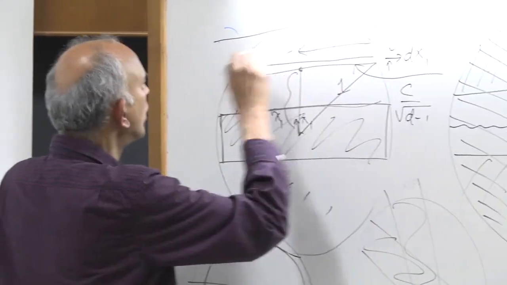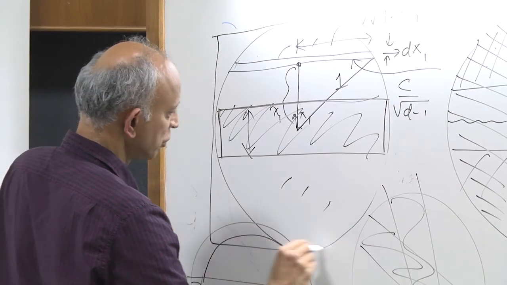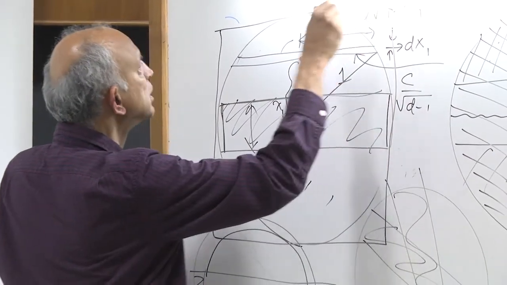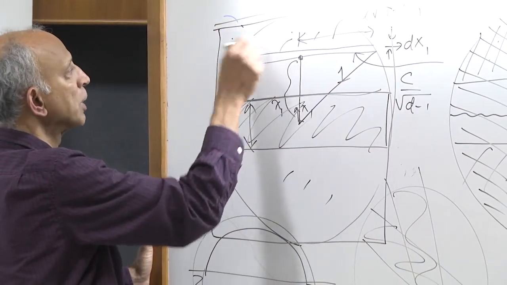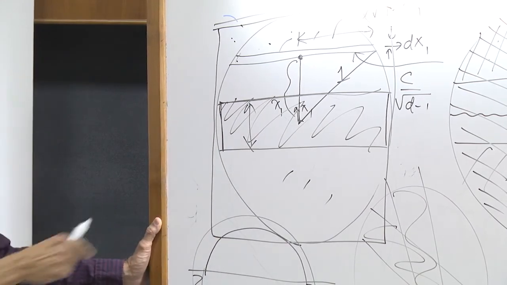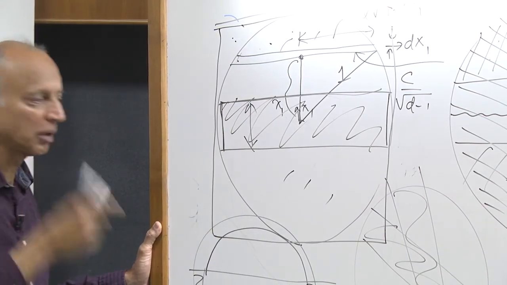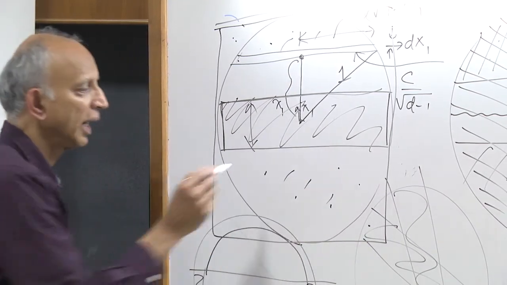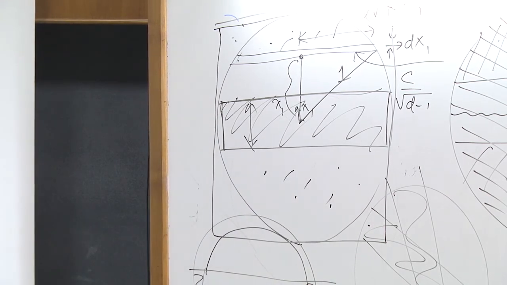So you put it in a box of side 2, and I pick random points from the box. Now I can do that because x1 and x2 are independent. And I accept the point only if it's inside the sphere.